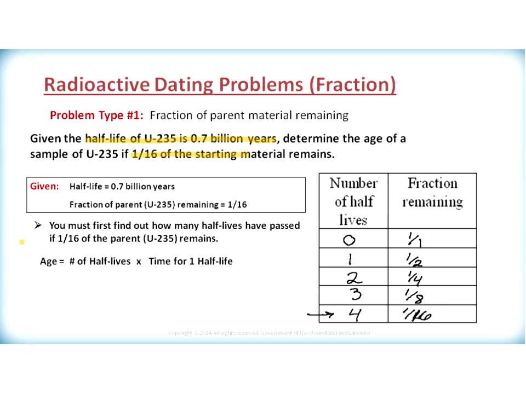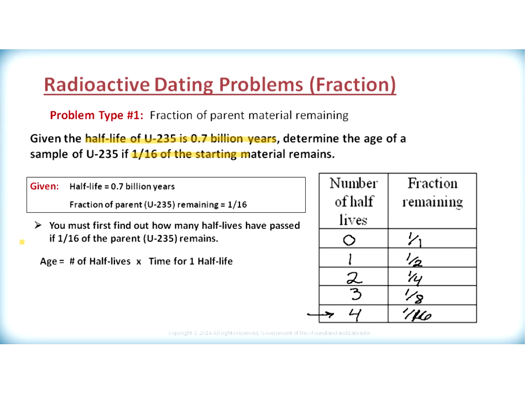In order to calculate the age of the sample, we need to go back and look at what is given in the problem. We know that the half-life in this problem was 0.7 billion years. We know that the fraction in the problem was 1/16 of the original parent material remaining. So by calculating the number of half-lives, we know that the sample has gone through 4 half-lives when 1/16 of the parent remains. We use this information to find the age of the overall sample.